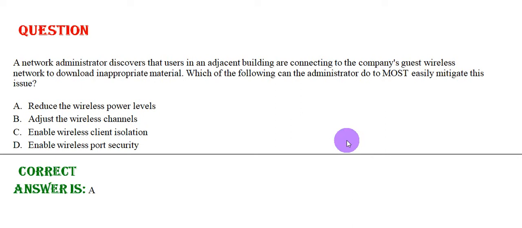A network administrator discovers that users in the adjacent building are connecting to the company's guest wireless network to download inappropriate material. Which of the following can the administrator do to most easily mitigate this issue? Option A, reduce the wireless power levels. Option B, adjust the wireless channels. Option C, enable wireless client isolation. And option D, enable wireless port security. The correct answer is option A.